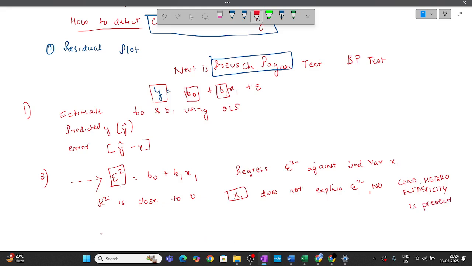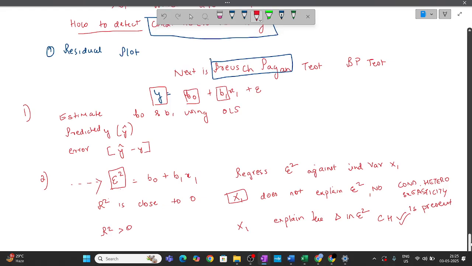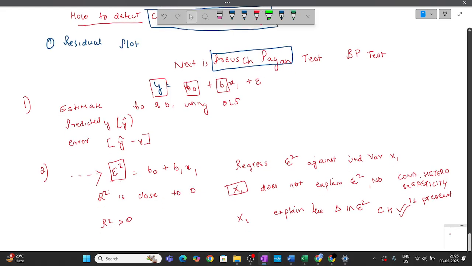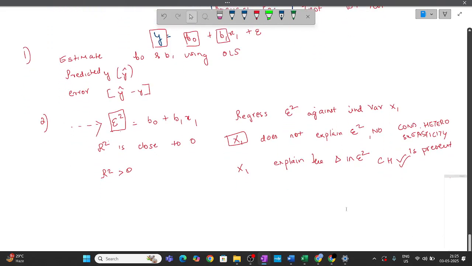And if R square is more than 0, close to 1, then X1 explains the changes in errors, and conditional heteroscedasticity, CH, is present. If R square is close to 1, if it is more than 0, then yes, the independent variable is explaining the error square. Then we can say that the error term is related to the level of the independent variable.